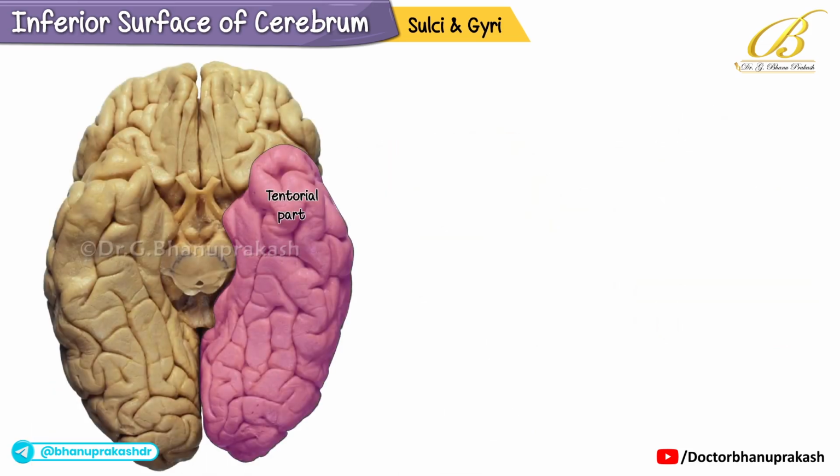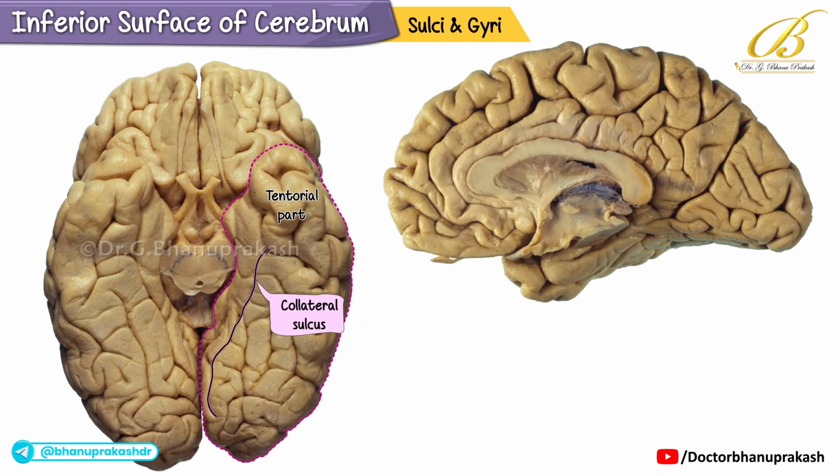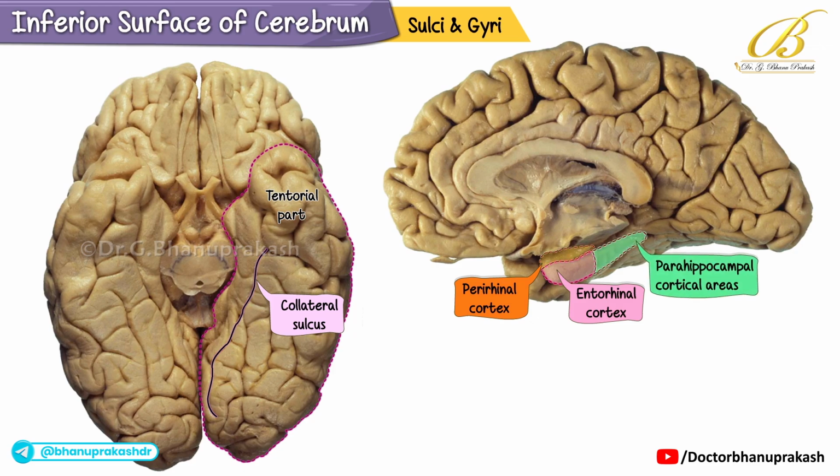Tentorial part. The tentorial part includes several important sulci and gyri. The collateral sulcus is located on the ventromedial surface of the temporal lobe. It delineates the outer boundaries of the hippocampal complex. This region encompasses the entorhinal, perirhinal, and parahippocampal cortical areas.